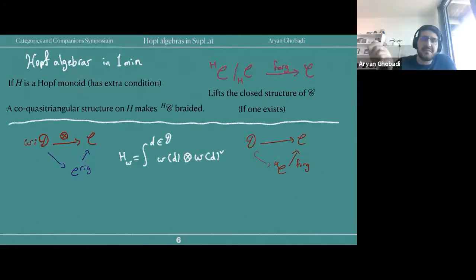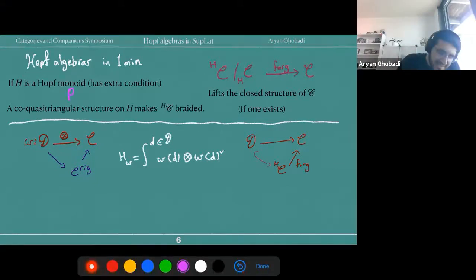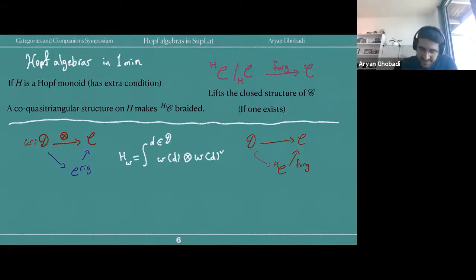A word I used in the first slide was co-quasi-triangular. So a co-quasi-triangular structure is going to be something like it's an existence of a morphism from H tensor H into the monoidal unit, which I didn't really mention, satisfying a bunch of axioms. I think it's lagging a bit in appearing. And all it does, it makes the category of co-modules. That's why there's a co here. It makes it braided.